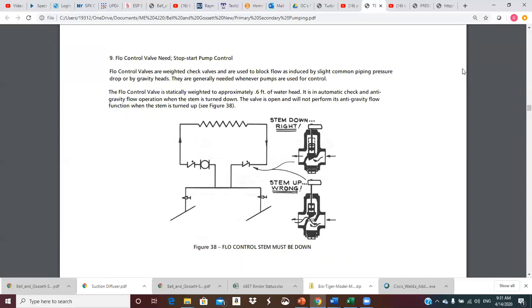And that's its purpose, to not let these small heads cause flow through that secondary. It is an automatic check with anti-gravity flow operation when the stem is turned down. The valve is open and will not perform its anti-gravity flow when the stem is turned up. Just kind of if you see one of these out in the field. And so these little check valves that you see in these circuits, all of them refer to these sorts of flow control checks right here that we're talking about.